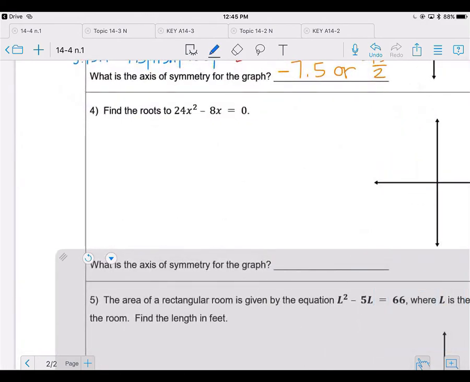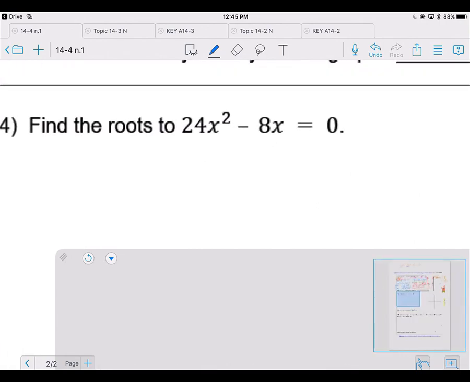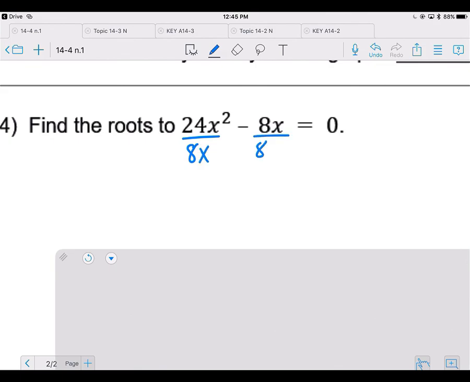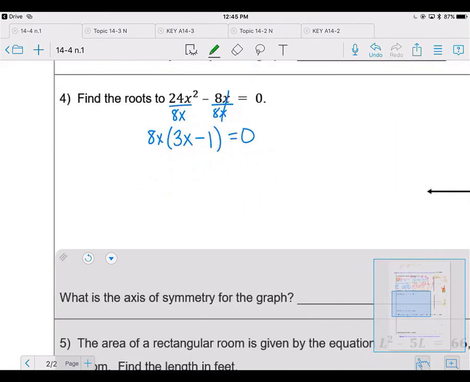So problem 4 asks me to find the roots of 24x squared minus 8x equals 0. I already have the equal 0, so I can go straight to factoring. 24 and 8 both share an 8. X squared and x share an x. So I will divide this out. 24 divided by 8 is 3. X squared divided by x is x. Negative 8 divided by 8 is negative 1. X divided by x cancels, and we have equals 0.